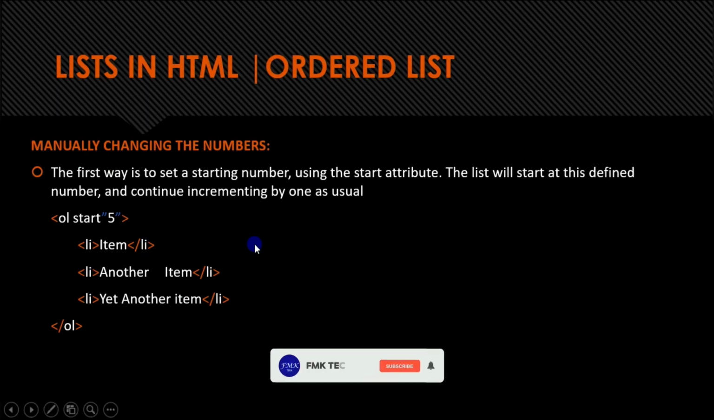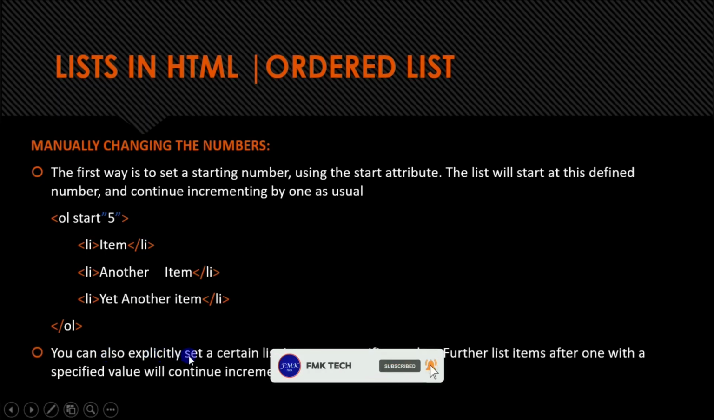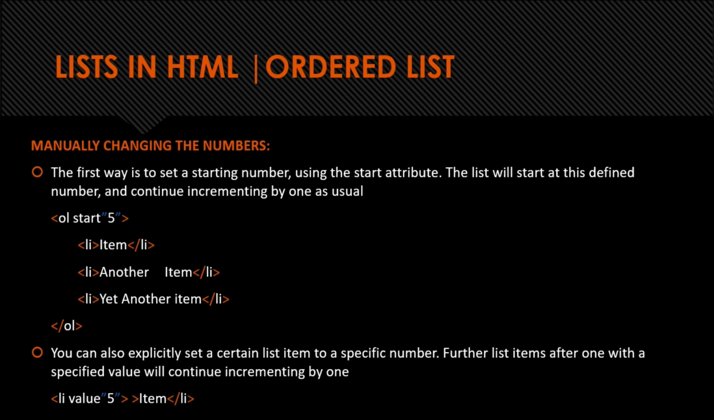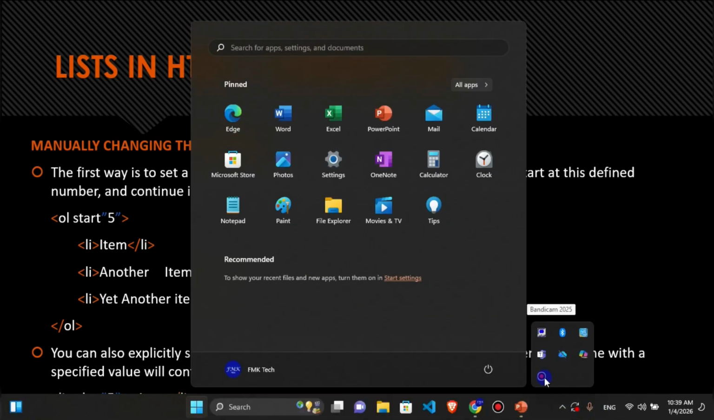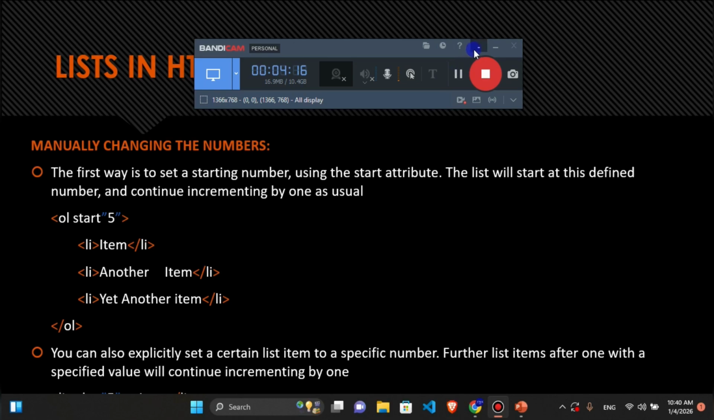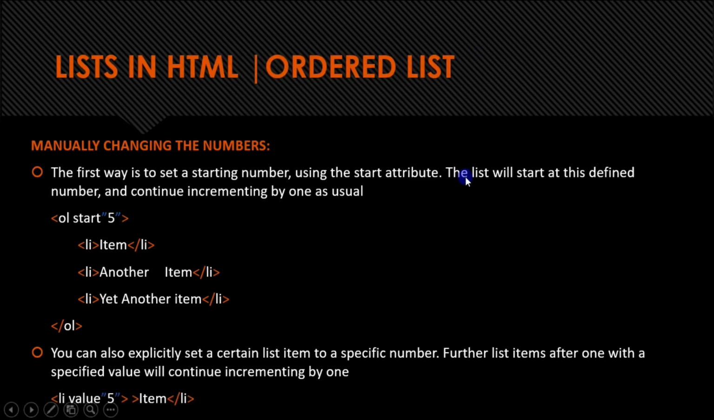And there's another way as well. You can also explicitly set a certain list item to a specific number. Further, list items after it with a specified value will continue incrementing 1 by 1. You can simply do it like this.